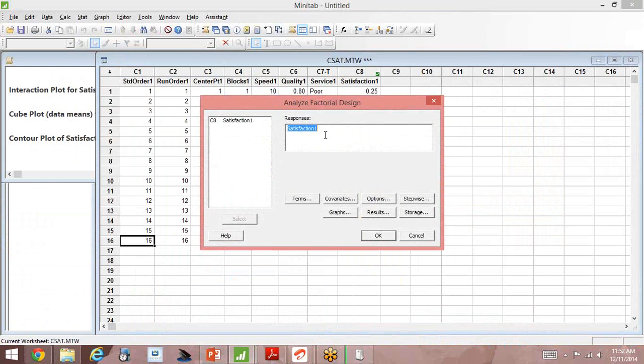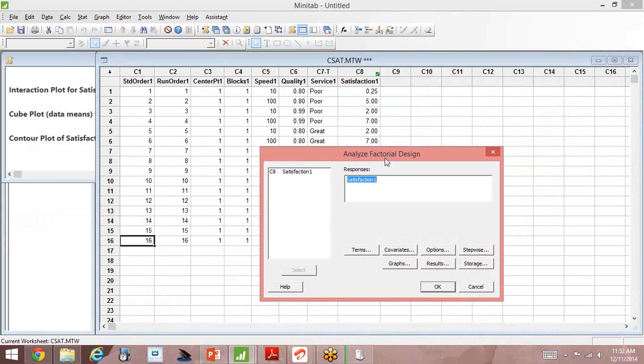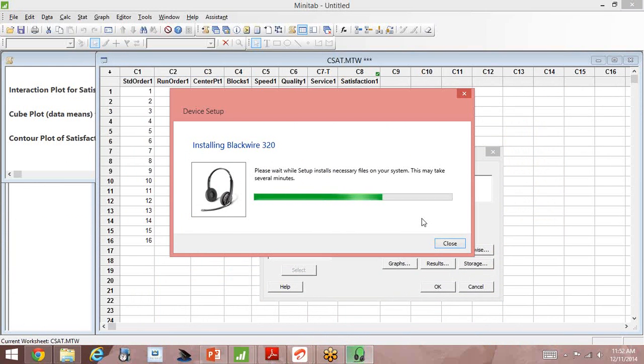Stat, DOE, Factorial, analyze factorial design. What is the satisfaction? We want to look into the satisfaction. Satisfaction is the response. The response means Y. Satisfaction is Y. What does that Y depend on? What are the various things that this depends on?